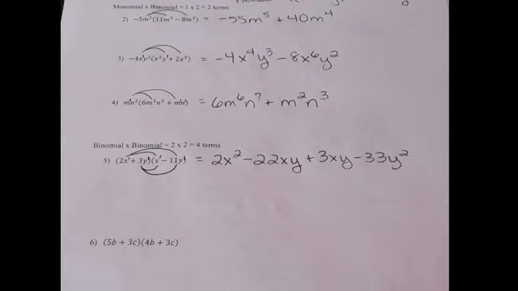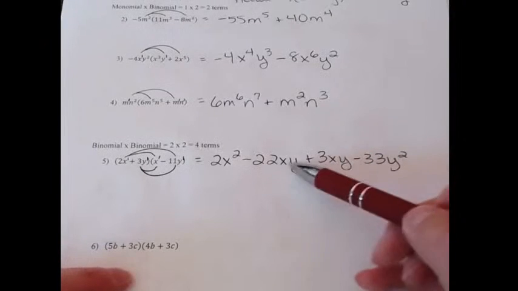Notice that we have 4 terms. Success. But also notice that I have like terms. My negative 22xy and my positive 3xy, these are both like terms. So we combine like terms by adding or subtracting the coefficients, right? We keep the variables exactly as they are.